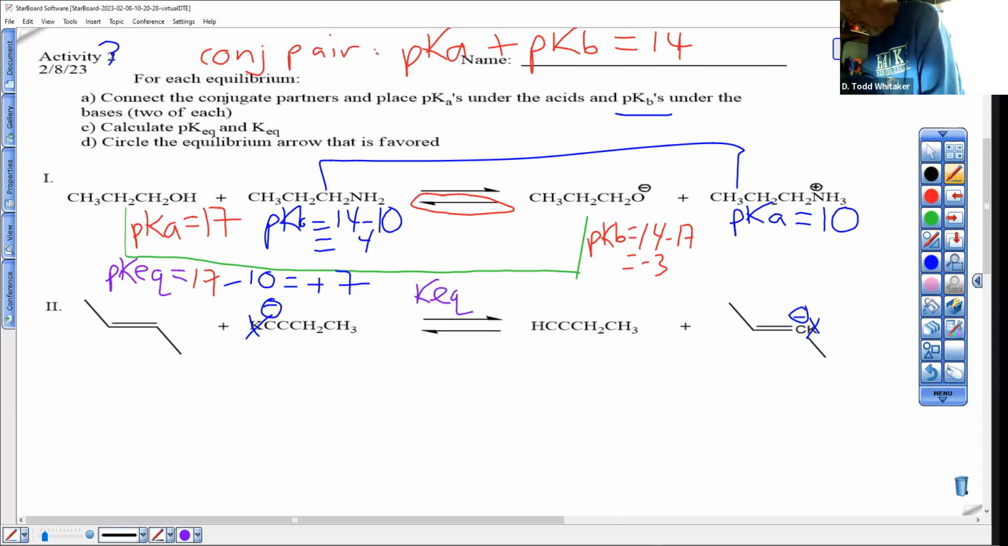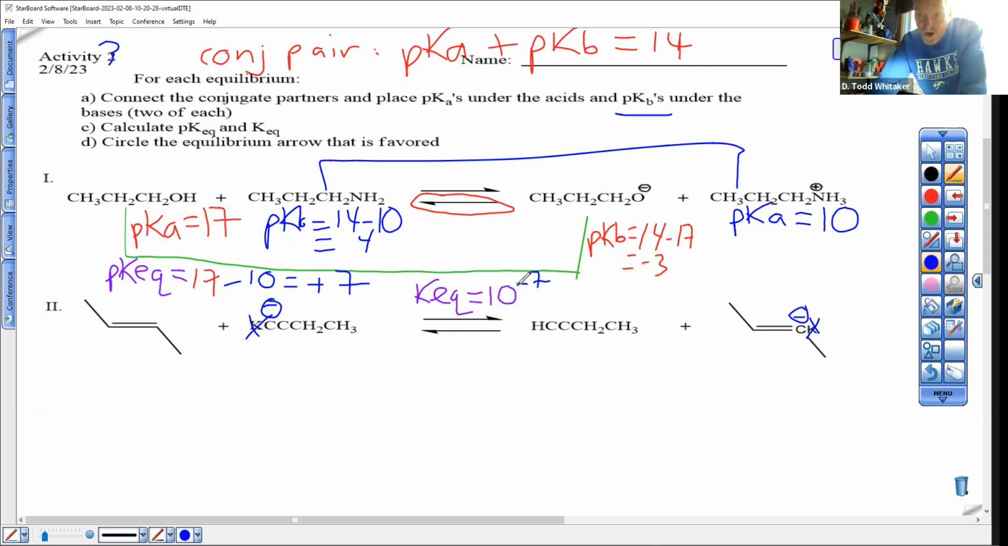KEQ is 10 raised to the power of the negative of your previous answer. -7. That means you have, if you think about it, KEQ 10 to the -7, that's 1 over 10 million. 10 to the 7th is 10 million. 1 over 10 to the 7th is 10 to the -7. That means you made one of these molecules in the product side for every 10 million of these that you didn't react. Yes, this equilibrium favors the left side by a lot.